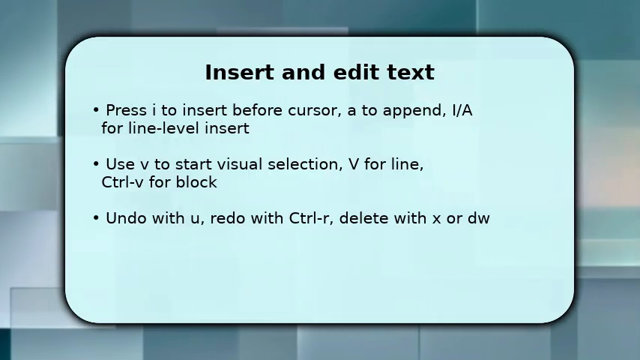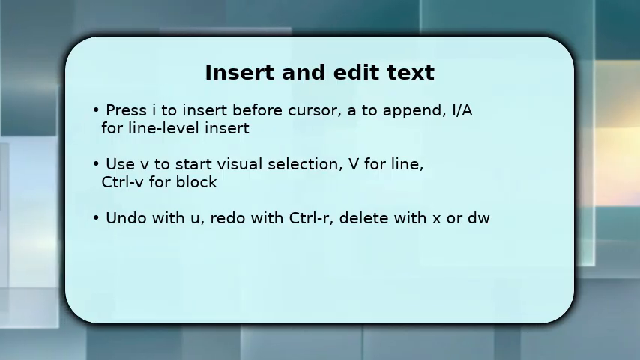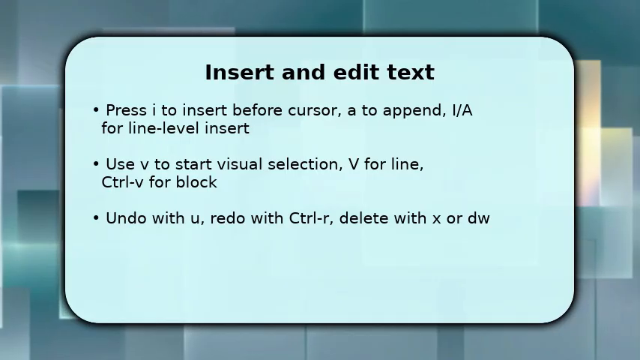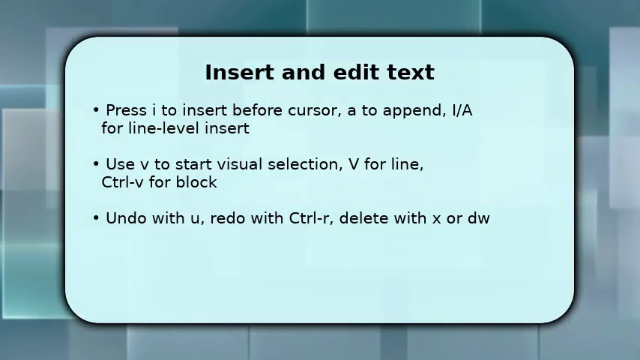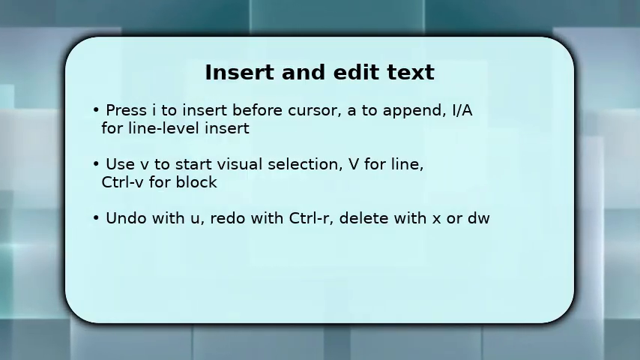Use dd to cut a line, p to paste, and cw to change a word. For replacements, use r for single characters or :%s/old/new/g for global changes. Use visual modes, v, V, Ctrl-V, to select and operate on blocks. These modal actions let you edit fast without leaving Vim.